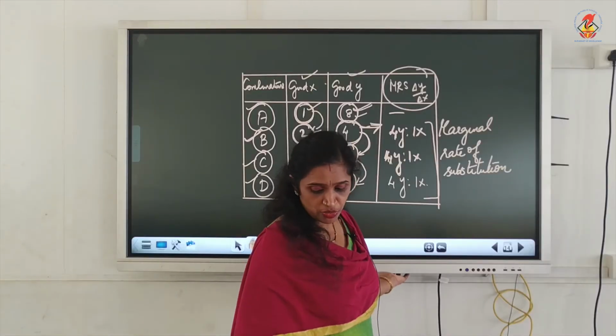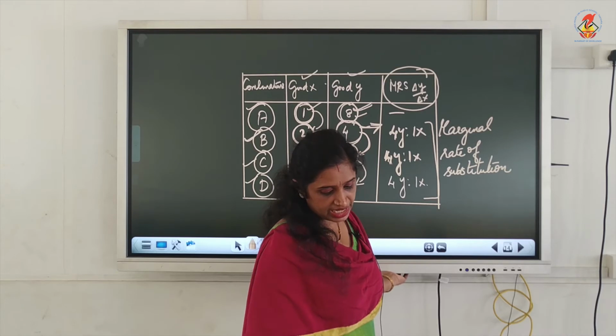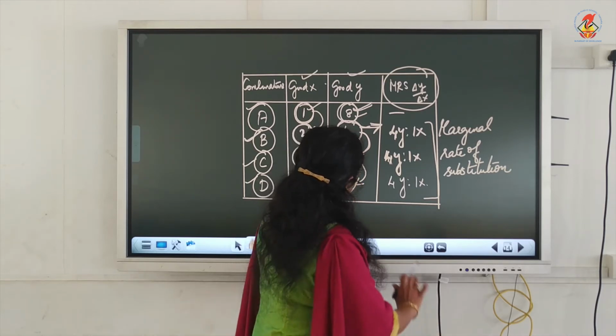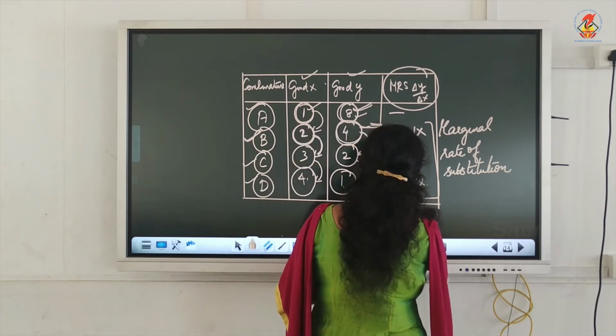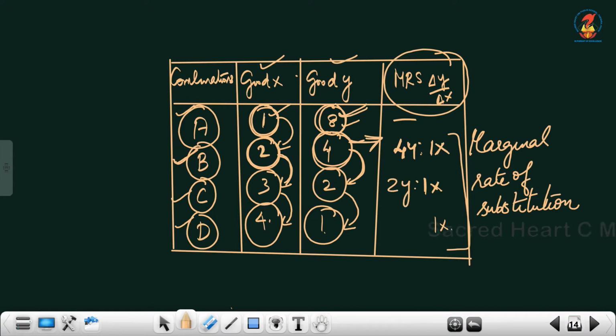MRS is equal to delta Y by delta X, there is a mistake over here. It should be 2Y is to 1X and 1Y is to 1X. Okay, now it is clear. Now, again you can find good Y is sacrificed for 2 and good X is gained for 1. Therefore, it is 2Y is to 1X.